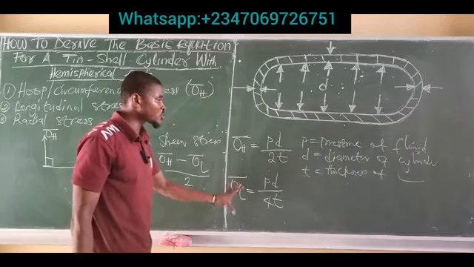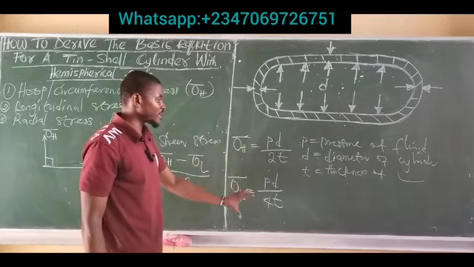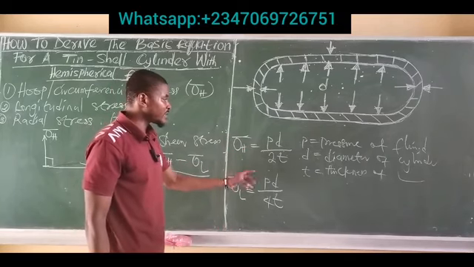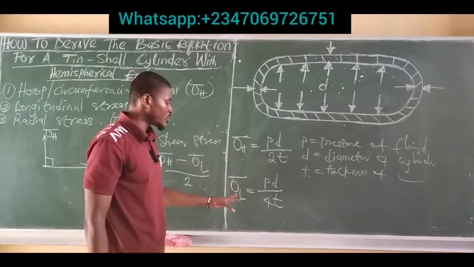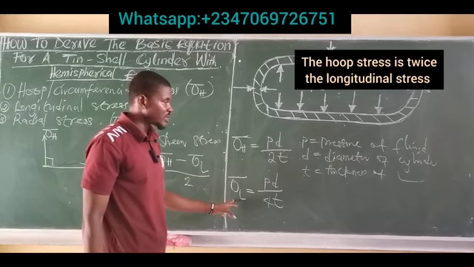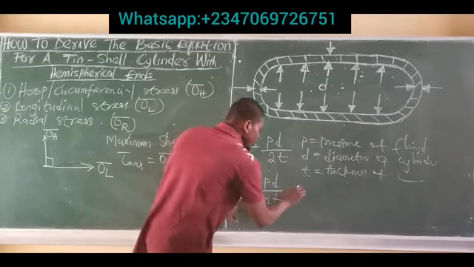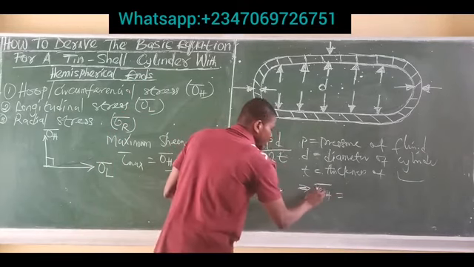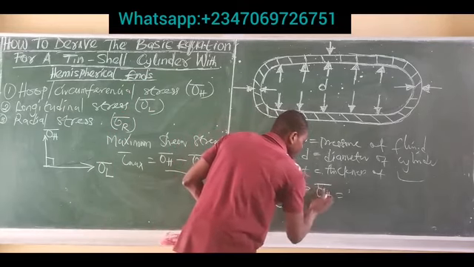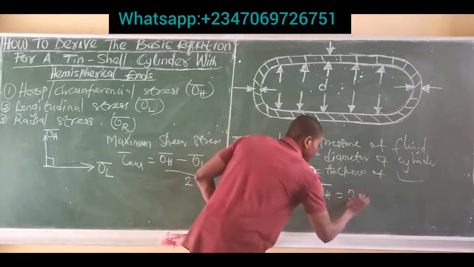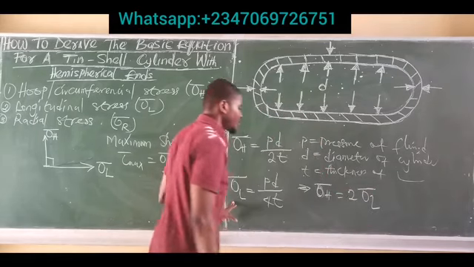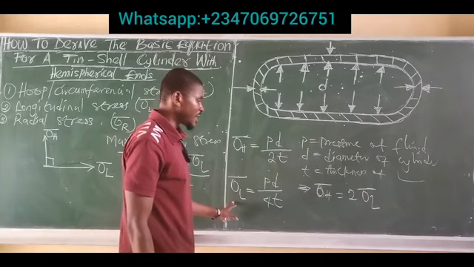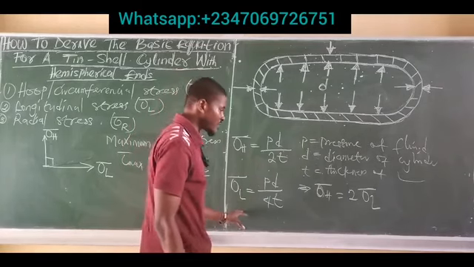Now, comparing these two equations, you're going to find out that the hoop stress, sigma H, is actually what? It is simply 2 times the longitudinal stress. The hoop stress is simply 2 times the longitudinal stress. Now, how is that so? Let's prove this and see.